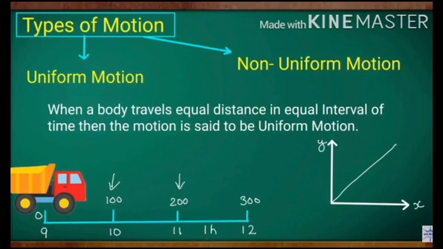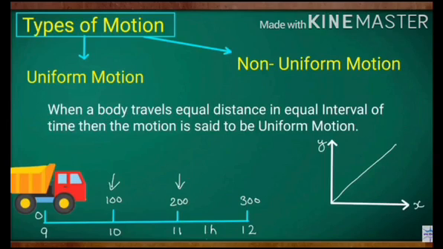Now there are two types of motion. One is uniform motion and the second is non-uniform motion. First, uniform motion. When a body travels equal distance in equal intervals of time, then the motion is said to be uniform. Suppose there is a truck, which is given in the figure also, and 9, 10, 11, 12, this is the time, and the distance is 1 hour in each division. Now the distance is 0 to 100, 200, 300.